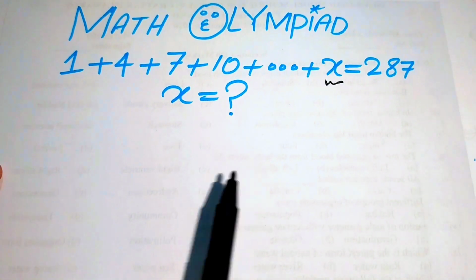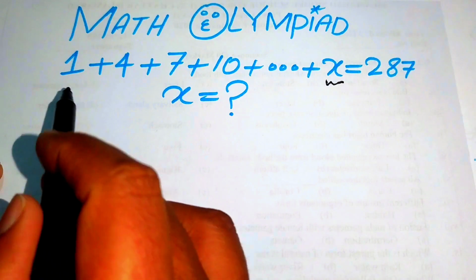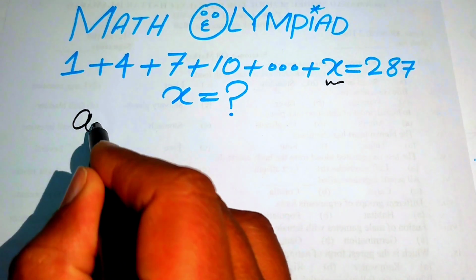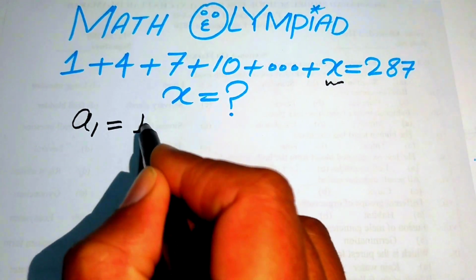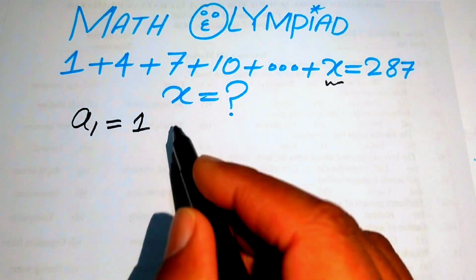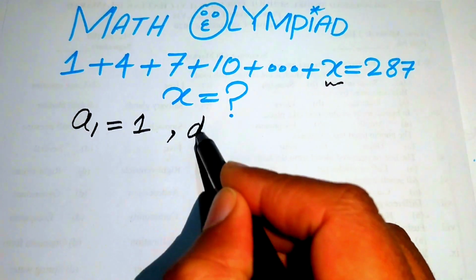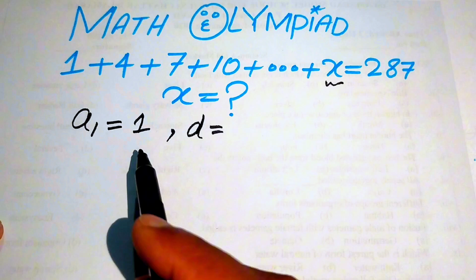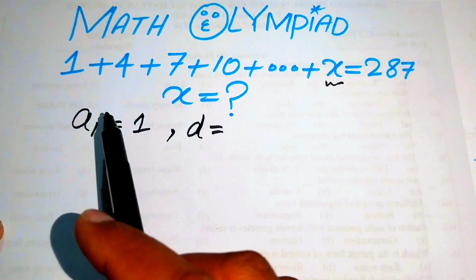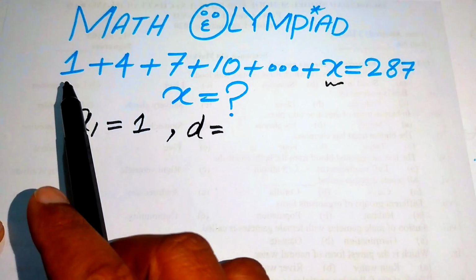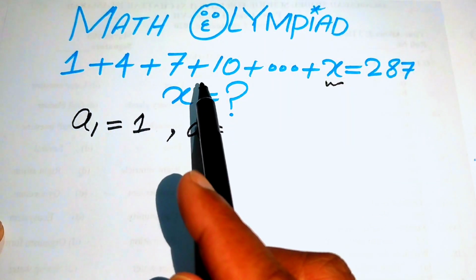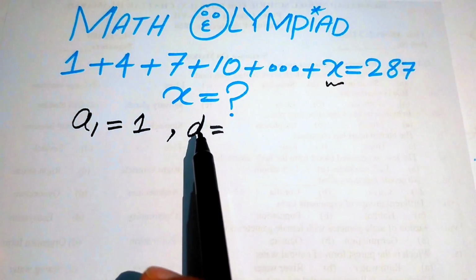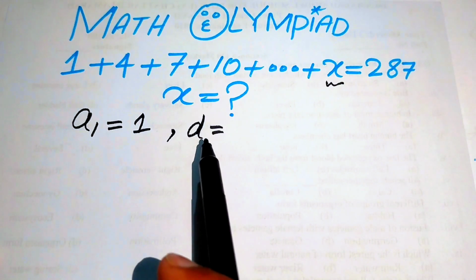So here you know that in this series this is called the first term, and we denote our first term by a1. So our a1 equals 1, and we know that d is called the common difference. And we know what the common difference is. The common difference means that if you find the difference between any two consecutive terms, then you will get the same value, and we call it the common difference, and we denote it by d.